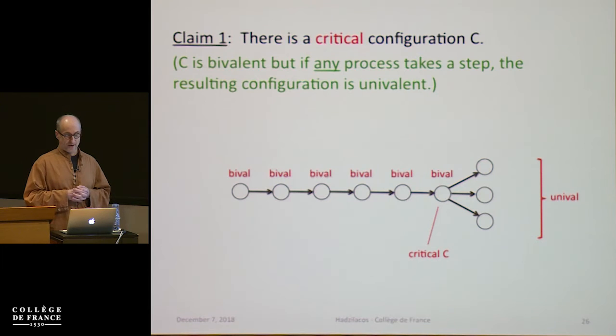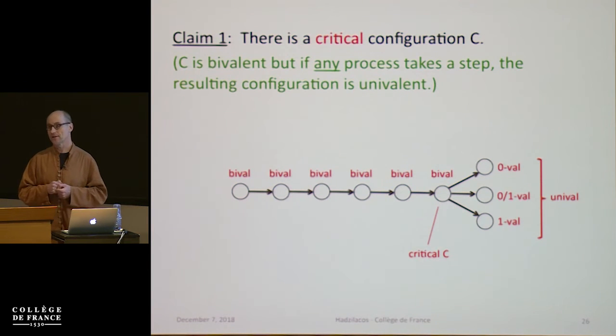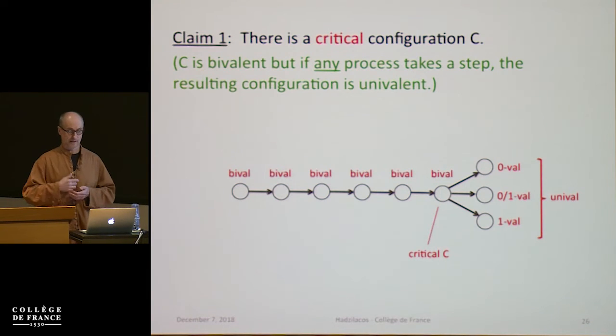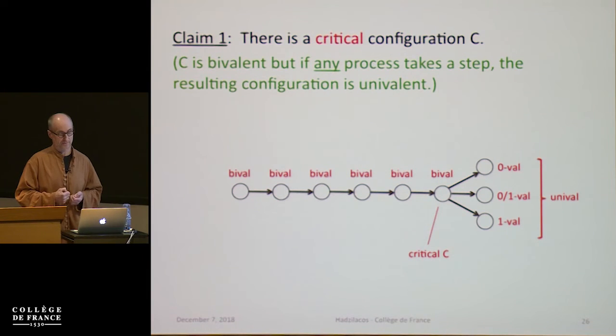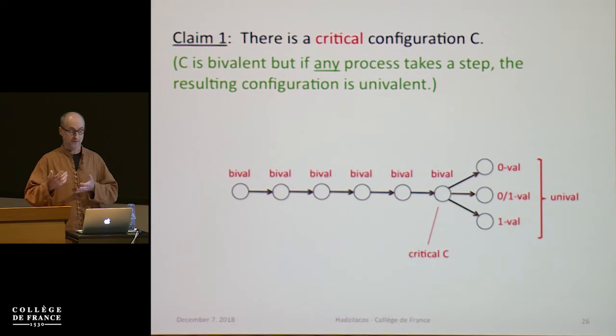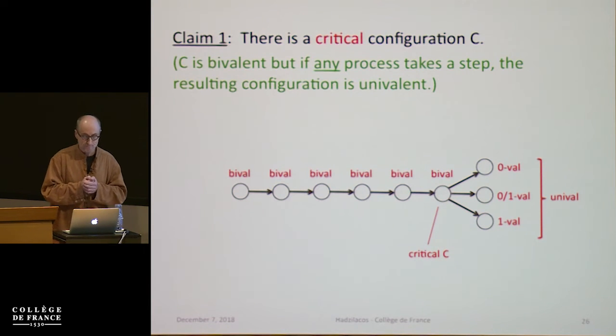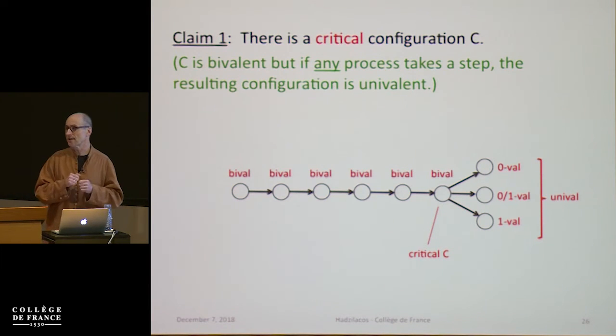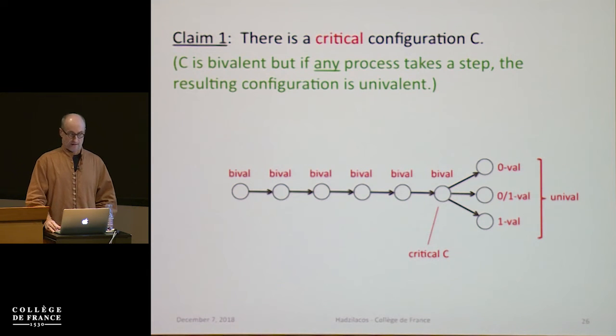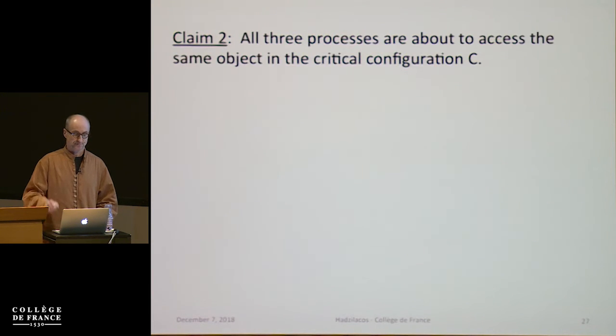Because the critical configuration is bivalent, one of the processes' steps leads to a zero-valent configuration, another process's step leads to a one-valent configuration, and the third process's step leads to either a zero-valent or a one-valent one. I don't know which. Okay, so we're done with claim 1. There is a critical configuration.